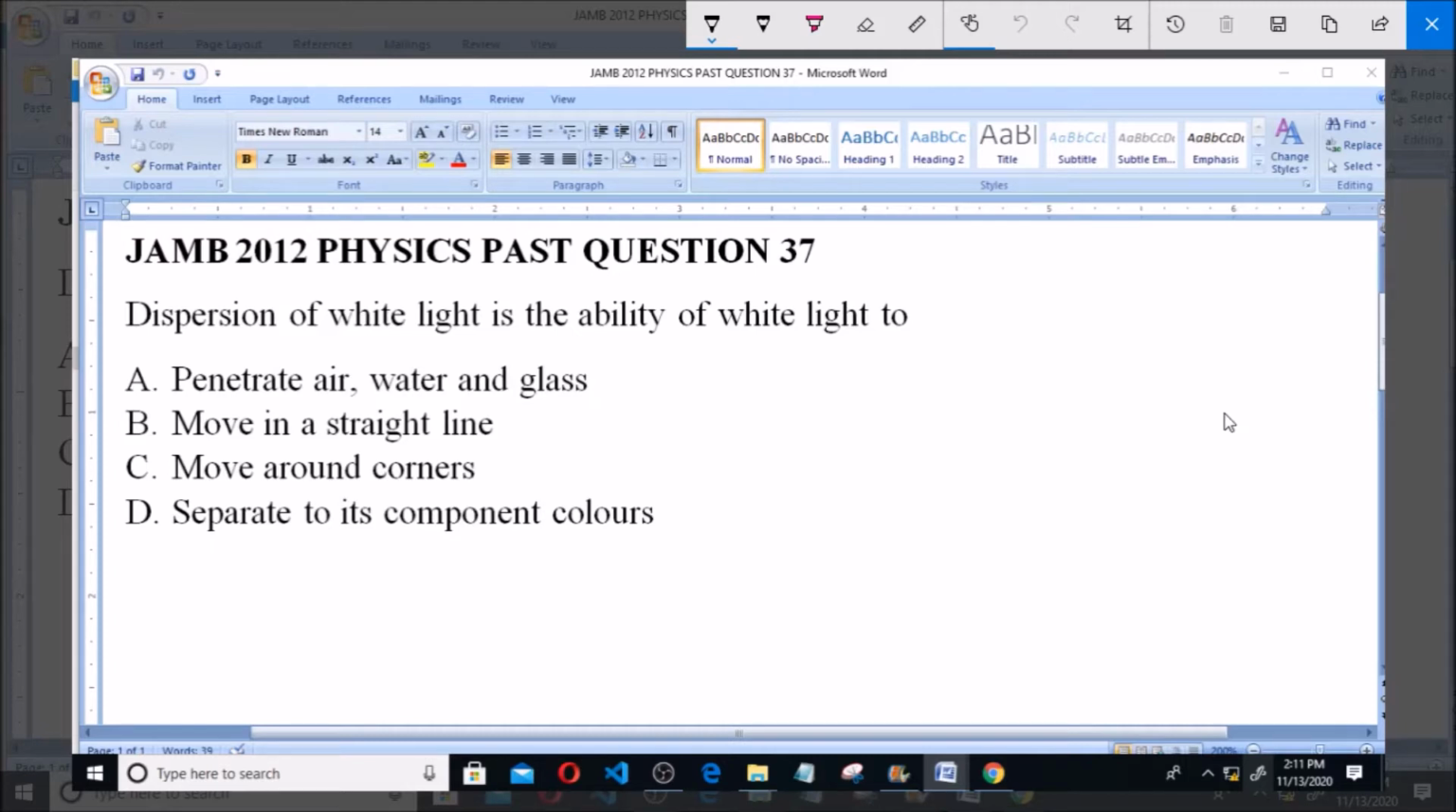Dispersion of white light is the ability of white light to: A. Penetrate air, water and glass. B. Move in a straight line. C. Move around corners. D. Separate to its component colors.